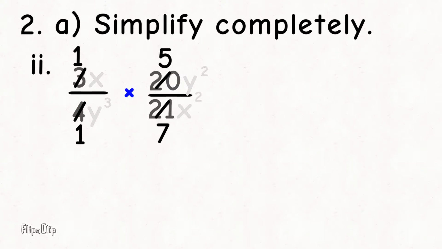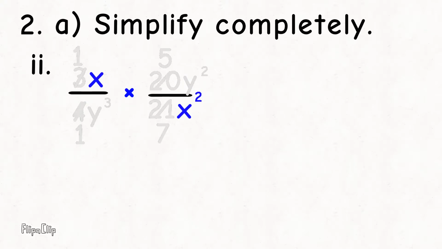Now let's focus on the x's. For our variables, this is slightly different. We cancel the one with the lowest power and subtract that power from the other.